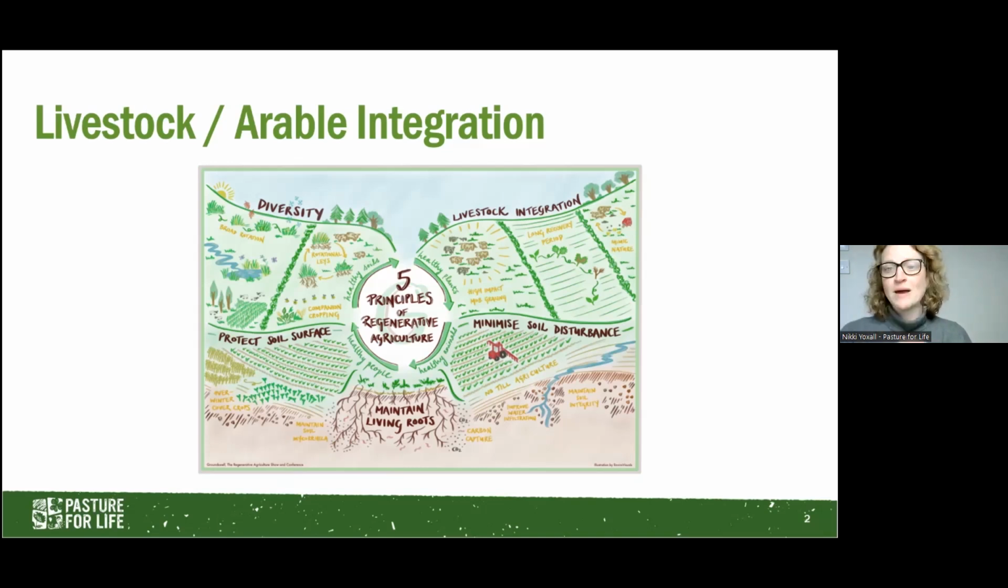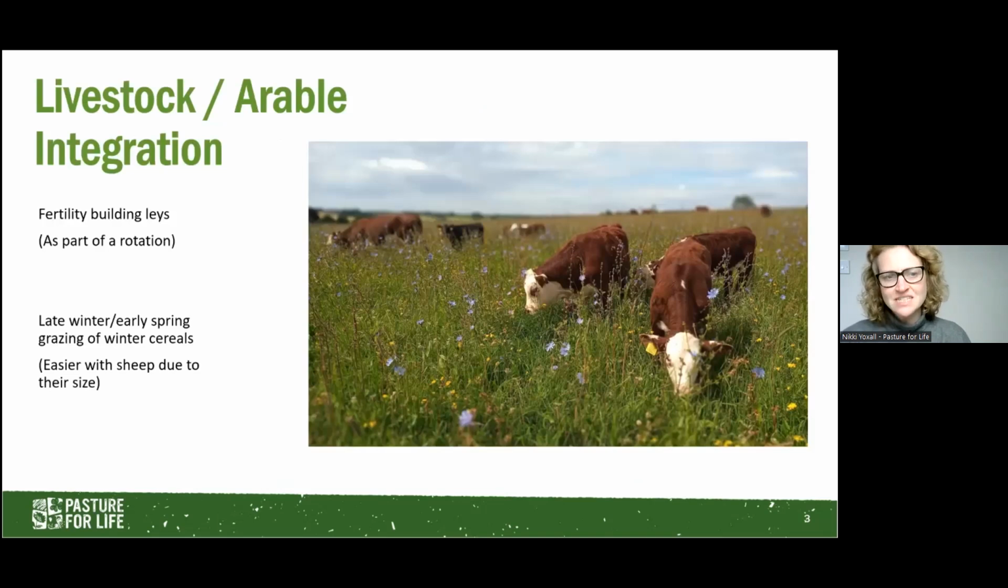So I just wanted to touch back on why it is we're talking about this at all. And it is this point around livestock integration as part of one of the underpinning principles of regenerative agriculture. And as I said, generally, there are two ways that we can do this. One is through the use of fertility building lays as part of a rotation, or with late winter or early spring grazing of winter cereals. So cereal crops that have been sown at the end of the summer, going into autumn, and that are then being grazed the following late winter, early spring.